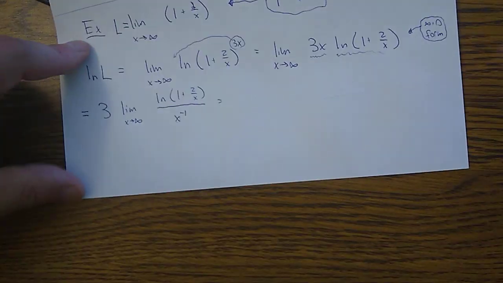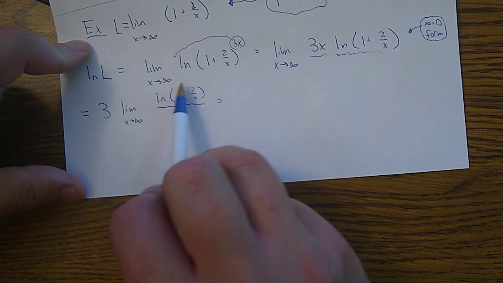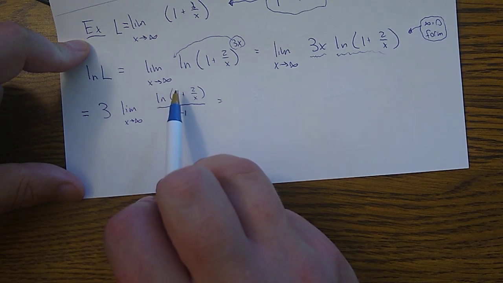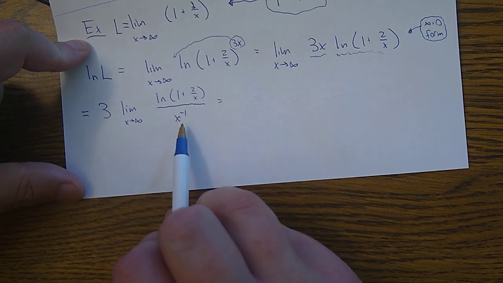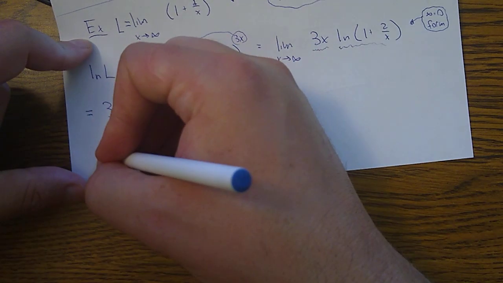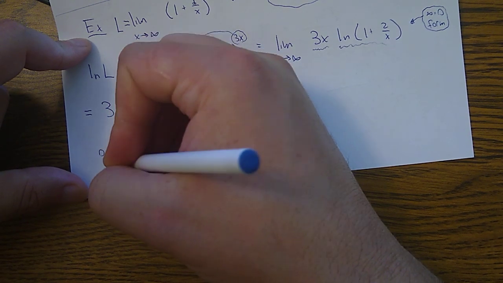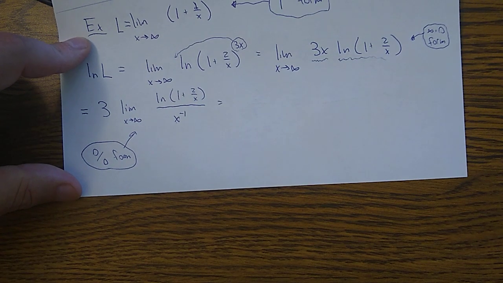And now, what happens here? As x goes to infinity, the top is natural log of 1, which is 0, so the top's going to 0. The bottom's also going to 0. As x goes to infinity, x to the minus 1, which is 1 over x, goes to 0. So this is a 0 over 0 form, meaning I can now apply L'Hopital's rule.